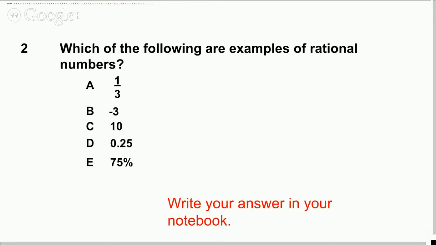Write your answer to question number 2 in your notebook. Go ahead and pause it. All right, which of these are rational? The correct answer is all of them. All of them are rational. None of them, the decimals go on forever, so they all end.